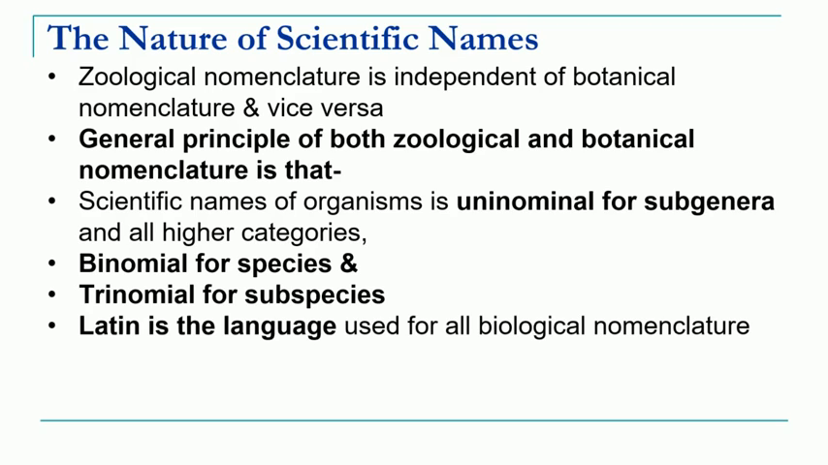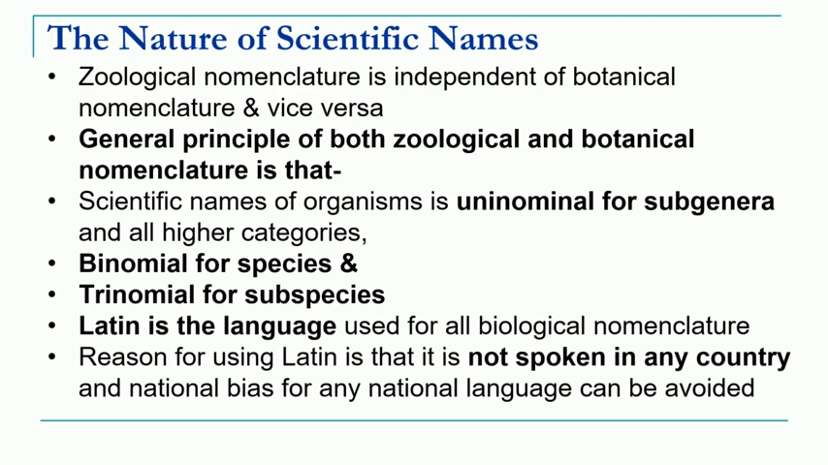Now the question is why use Latin as a language? Because Latin is not spoken in any country. So national bias for any national language can be avoided by using Latin for the nomenclature. Now we come to the nomenclature system.